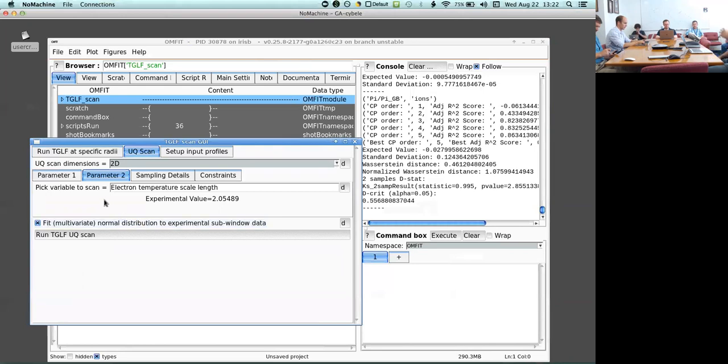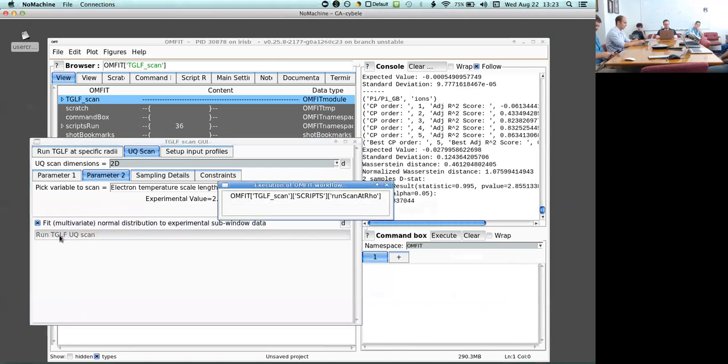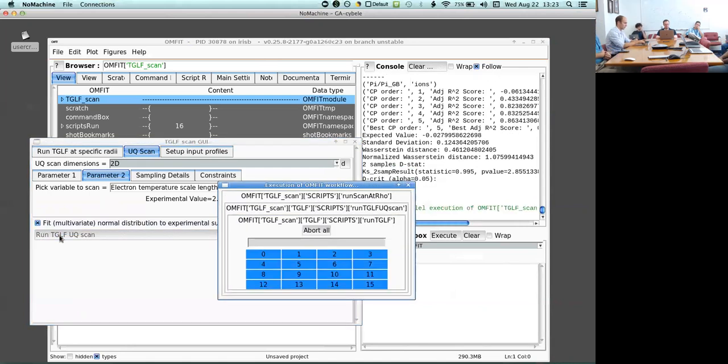And now what OMFIT is doing, by clicking around TGLF scan, is fitting the 2D bivariate normal distribution to the experimental data based on the sub-window statistics. And it's going to choose some samples and run those samples in TGLF. So we're going to have another 16 samples, but now the samples are being taken in a way that covers a 2D distribution.